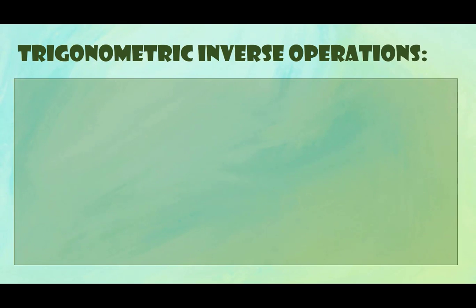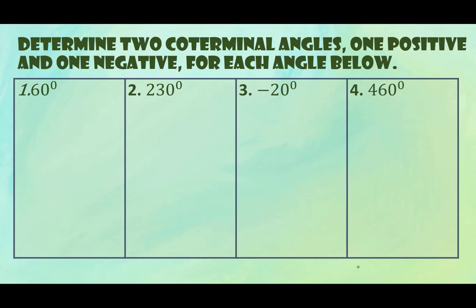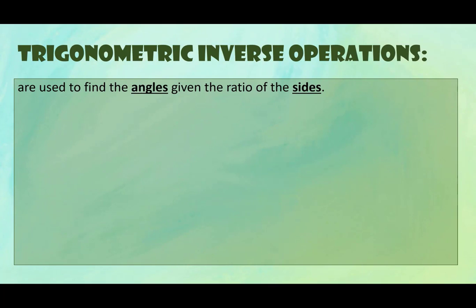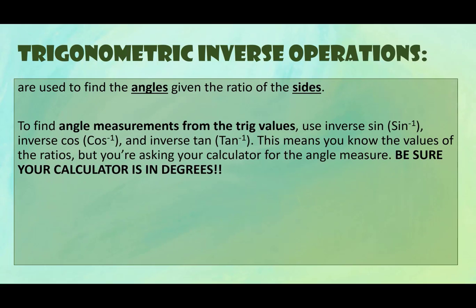Okay, so what we're going to do is now use the inverse operations, and we're going to use these to find angles given the ratio of two sides. To find angle measurements, we actually use the inverses of these trig functions.